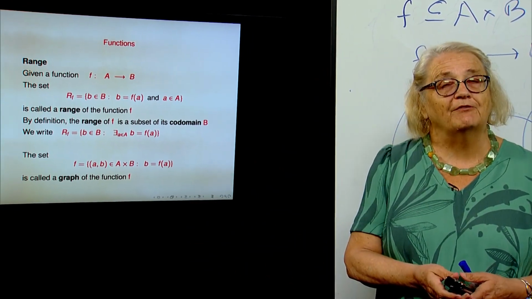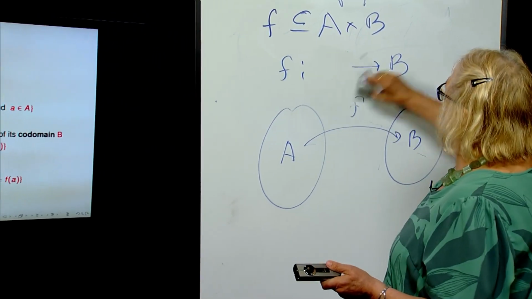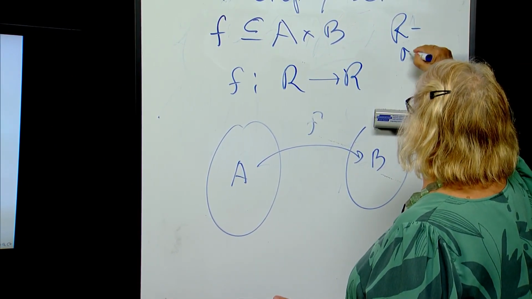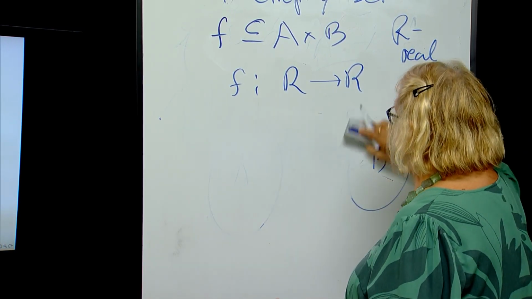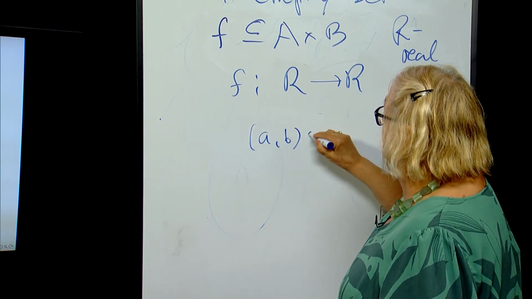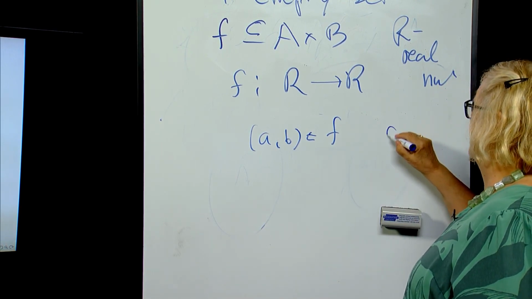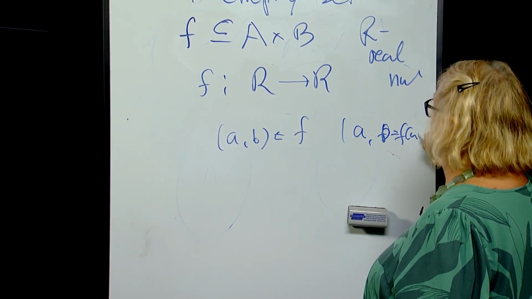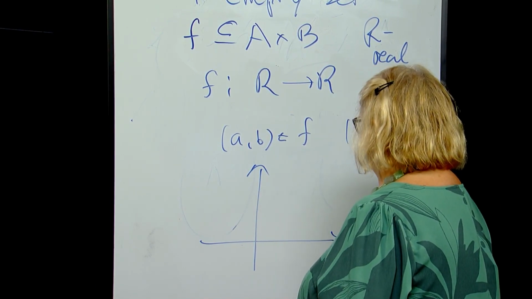Of course, when you have a function from real numbers to real numbers, it means that the graph is the set of pairs (a, b) such that b is f(a). That's why the graph is a real graph, because you have R.